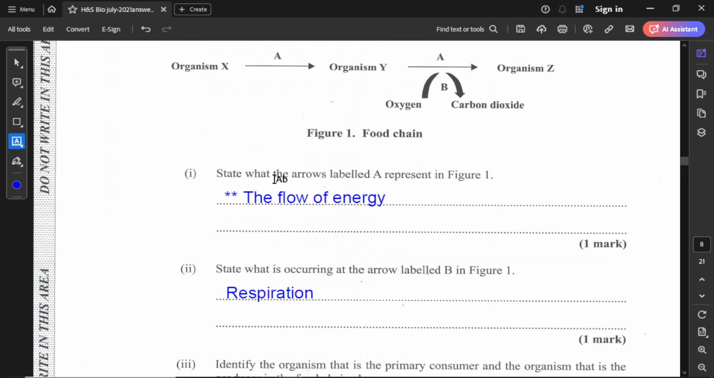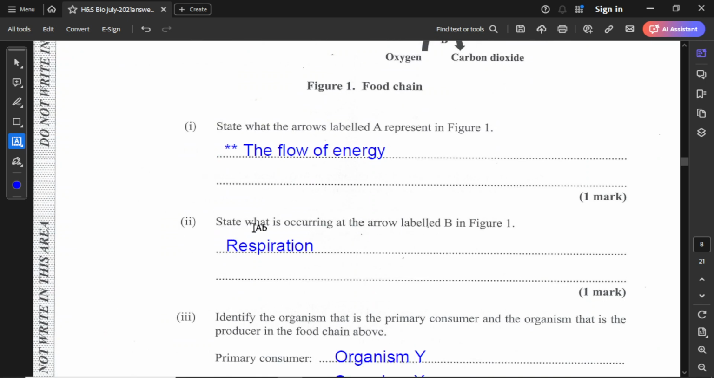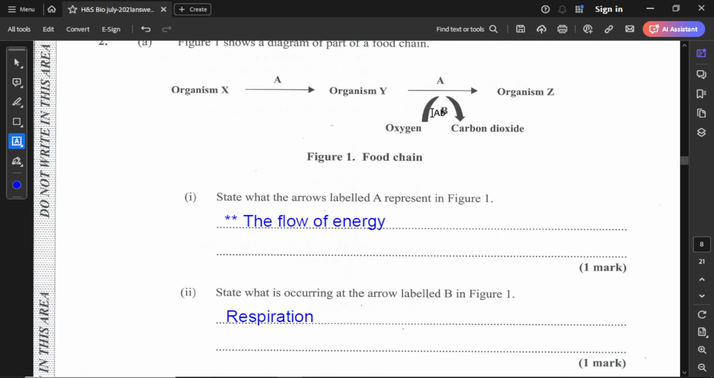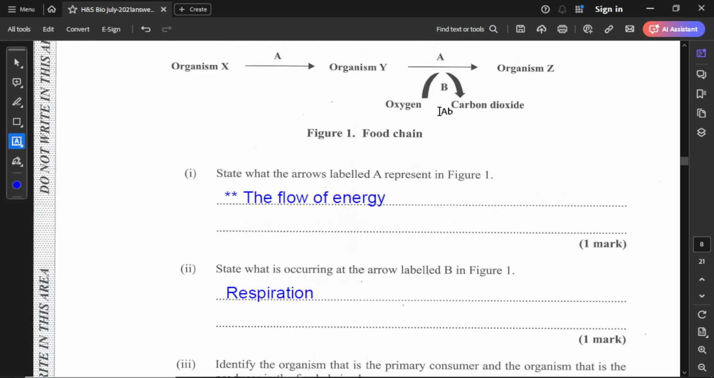All right, and it says state what the arrows labeled A represent in figure 1, and the arrows represent really the flow of energy, or you can say it represents what organism is eating what organism, right? So the transfer of energy from one organism to the other. And part 2 is state what is occurring at the arrow labeled B in figure 1. So B, oxygen is converting into carbon dioxide. The process that does that is respiration. I can say cellular respiration.